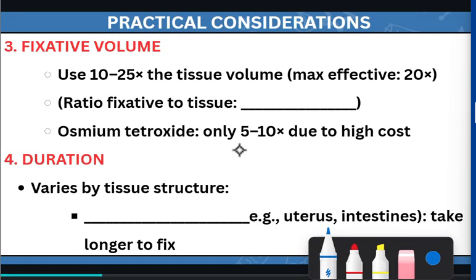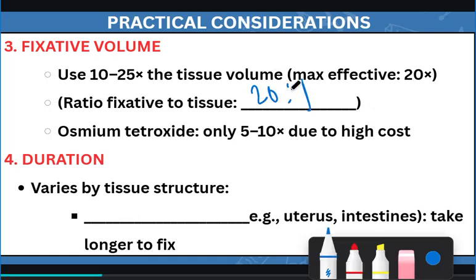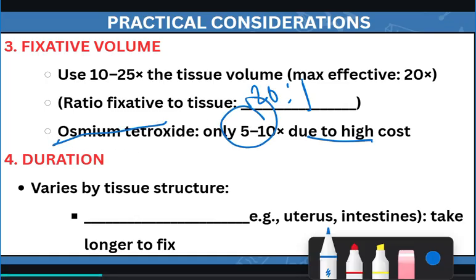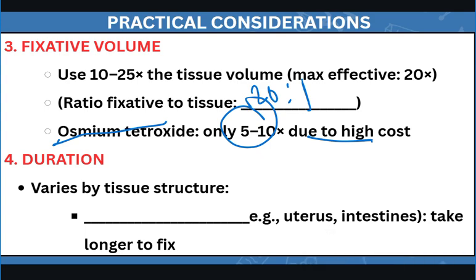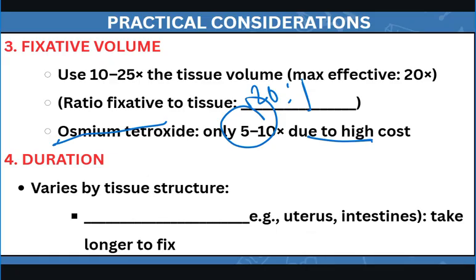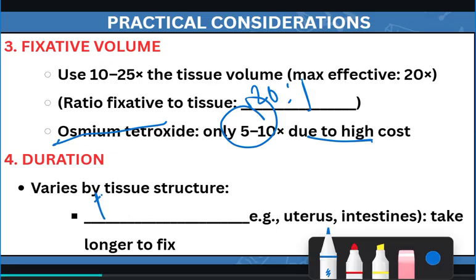And take note, class, that our fixative volume must be around 20:1 for the ratio of fixative to tissue. Tissue to fixative is 1 to 20. So it uses 10 to 25 times the tissue volume, and the most effective is 20. That's why 20:1. Osmium tetroxide is used only 5 to 10 times due to its high cost. It is one of the most expensive. Duration varies by tissue structure. Our uterus, class, and intestines take longer to fix because they are fibrous organs. Okay, I hope it's clear.